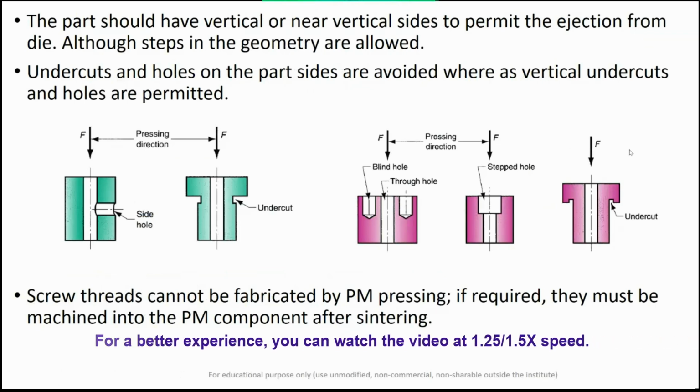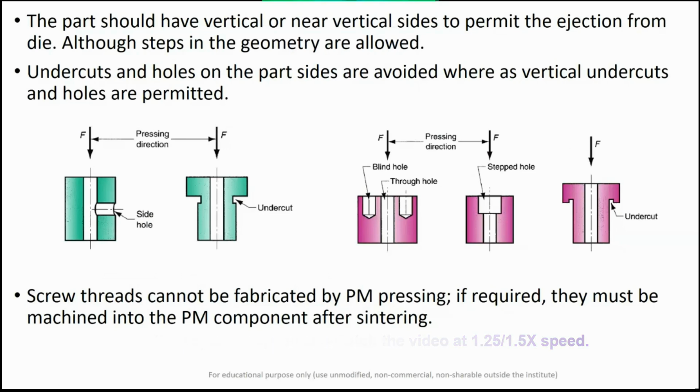There are certain points that you should keep in mind while designing a powder metallurgy part, or basically how the part is manufactured with the help of die and punch. So what should be the design of your die and punch so that you will get a finished part without any difficulty and without any failure during the ejection?